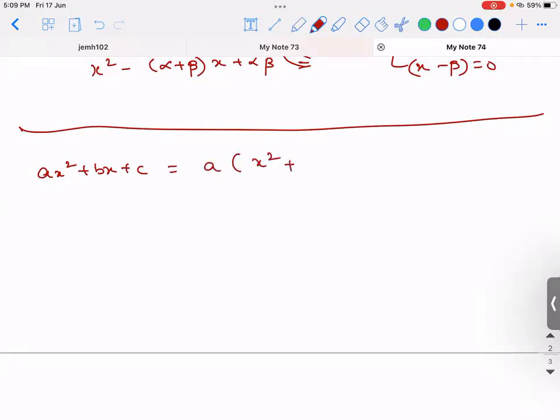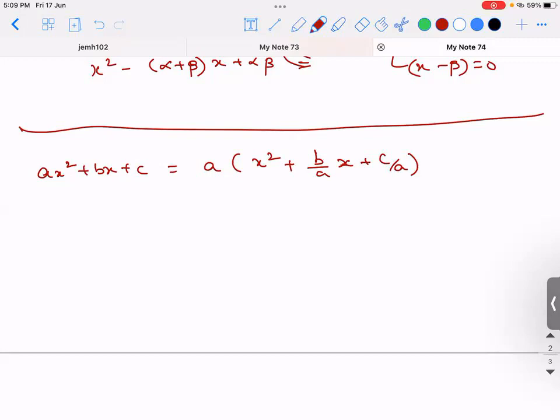So a into x square plus b by a into x plus c by a. Is this step clear? It is like you have learned about completing the squares in quadratic equations. For that, the first step is you always make the coefficient of x square as 1. That is the first step in writing something as a perfect square.